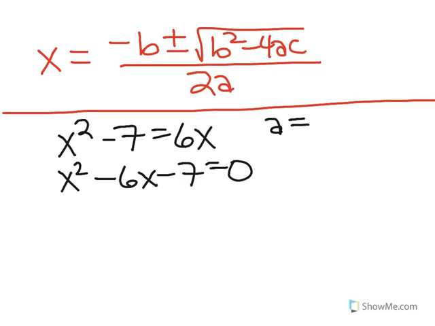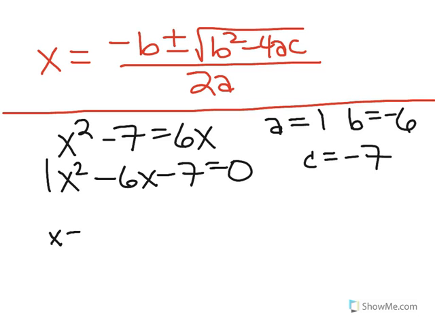A will be the coefficient of x squared. That would be 1. B is the coefficient of x, which would be negative 6. And C is negative 7. Now it's time to make our substitutions into the formula, which is written at the top of the screen in red.